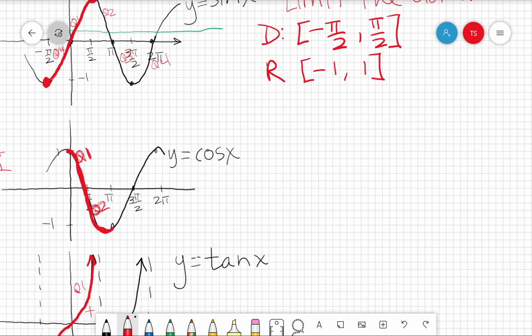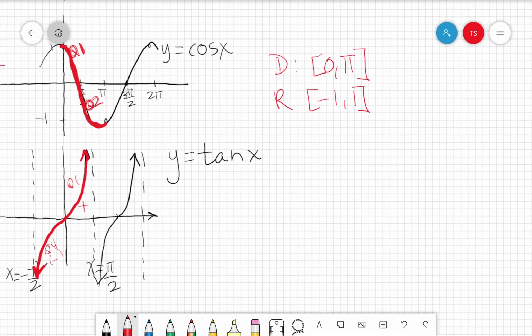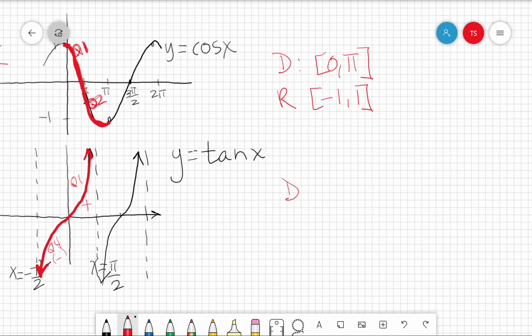And so let me mark the cosine. The domain for the cosine will be 0 to pi, and the range is negative 1 to 1. And for the tangent, the domain is negative pi over 2 to pi over 2. Notice I'm not including those endpoints because those are vertical asymptotes on the graph of tangent. And the range is negative infinity to infinity.